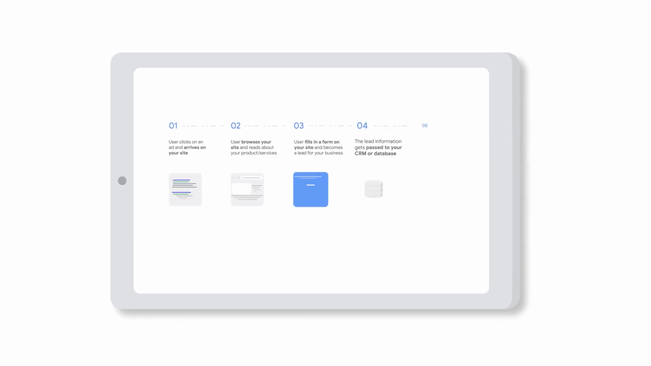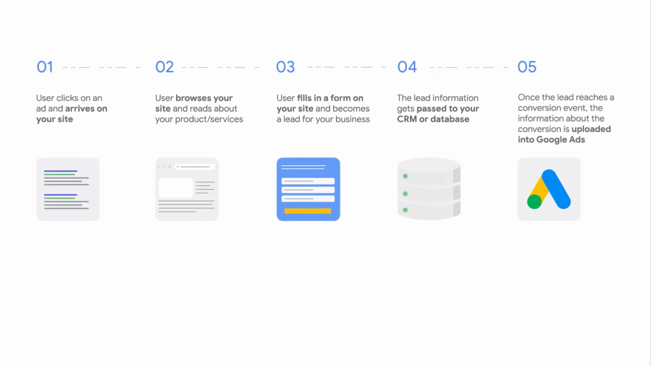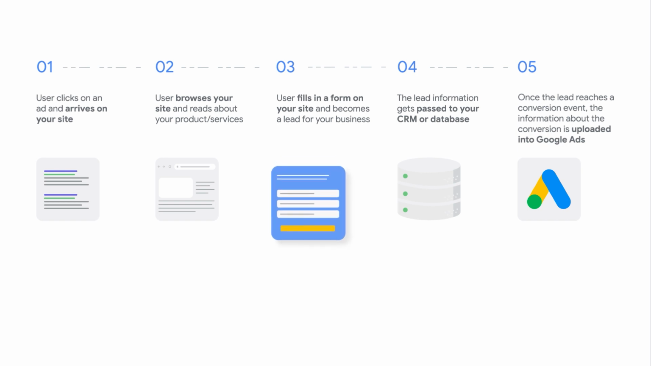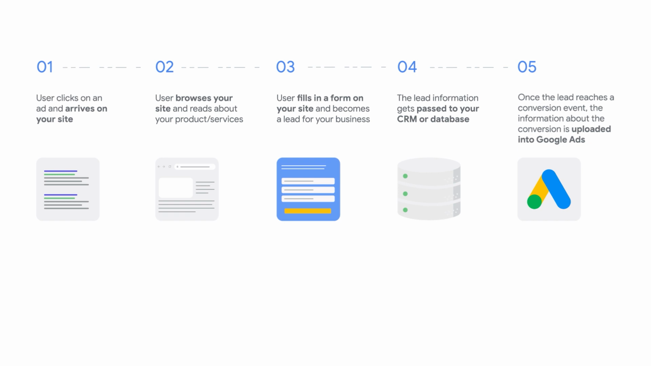To start, let's take a quick look at the bigger picture so you can better understand where your work fits in. Of course, everything starts with the user as they click on your ad and arrive at your site. After that, they browse your site and read about your products and services. Then they hopefully fill out a form and become a lead for your business. That information will then get passed into your CRM database. Ultimately, they'll reach some conversion event, like when they purchase a product offline. And that's what we have to upload into Google Ads.